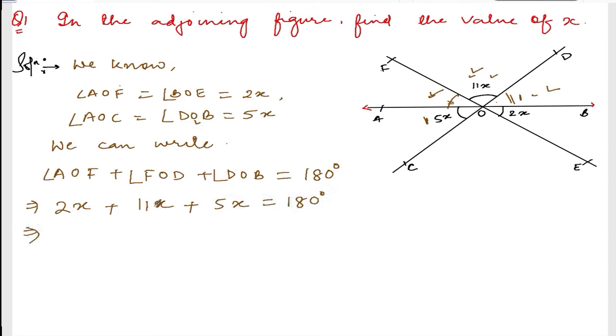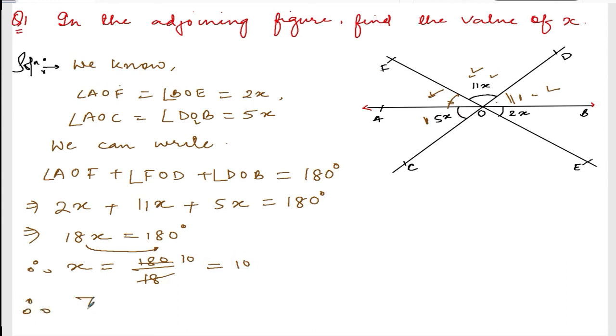So 2x plus 11x plus 5x, 5, 6, 7, 7 plus 11, 18x is equal to 180 degrees. So therefore, x is equal to 180 by 18. 18 is multiplying here, if you take it to this side, it will divide, so it will be divided by 18. 18 tens are 180, which will be equal to 10. Therefore, the value of x is 10, and I hope you got the answer, and I hope the answer is also correct.